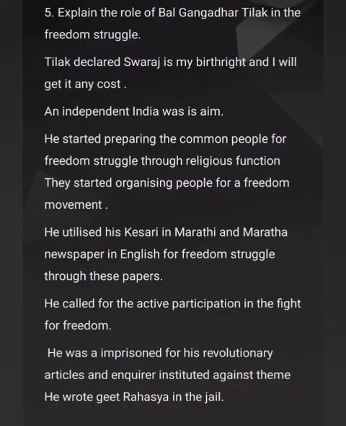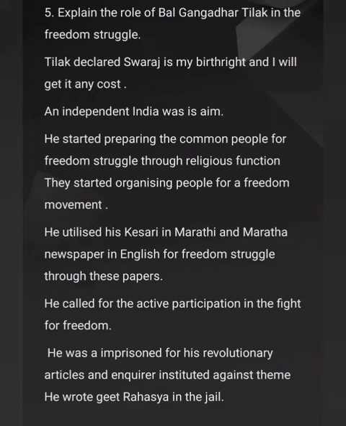Tilak declared Swaraj is my birthright and I will get it at any cost. An independent India was his aim. He started preparing the common people for the freedom struggle through religious functions. They started organizing people for the freedom movement.